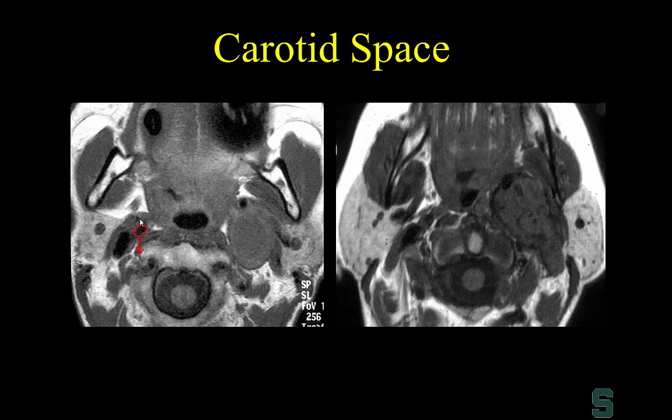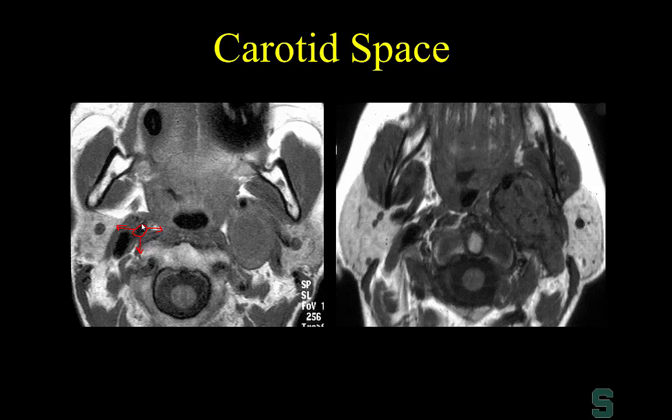Parapharyngeal space. If the carotid artery is displaced medially, then what space is it in? Parotid space, right. If the carotid artery is displaced laterally, then there's going to be a mass pushing here. So what spaces could that mass be in? Retropharyngeal space or pre-vertebral space.